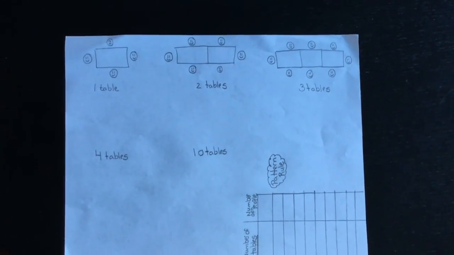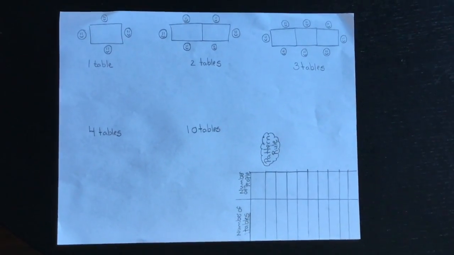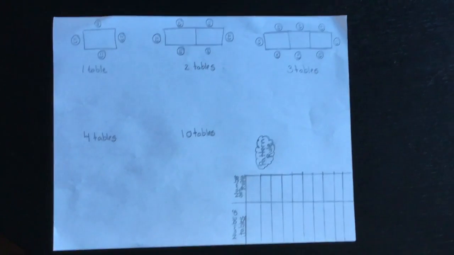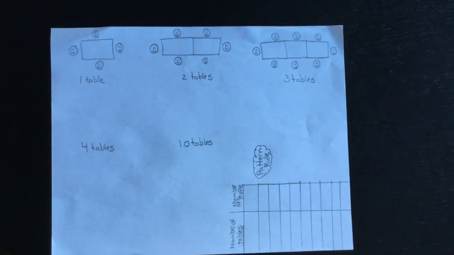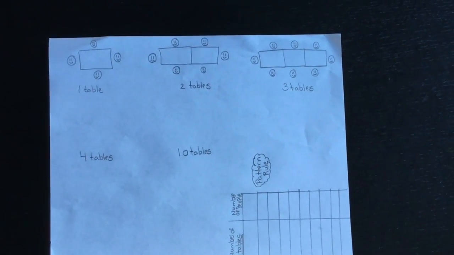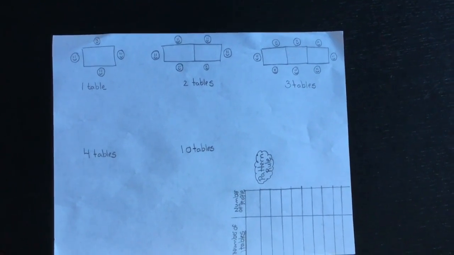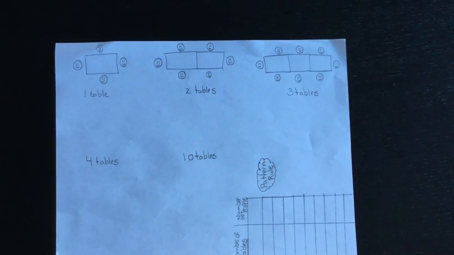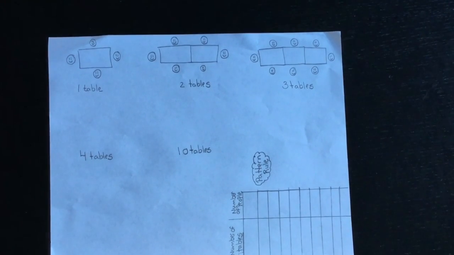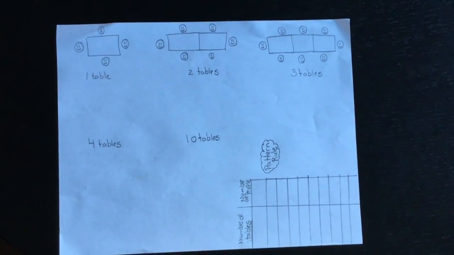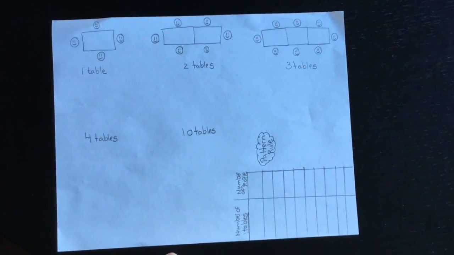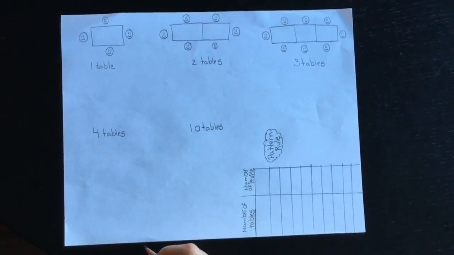All those little smiling faces are the people that get to go out and have dinner with their friends, so they can fit 4 around table one. And then if we add a second table, we can fit 2, 4, 6 people. And 3 tables, we can fit 2, 4, 6, 8. So the question for Erin is, what would the picture look like if there were 4 tables? So why don't you try to draw that, Erin?